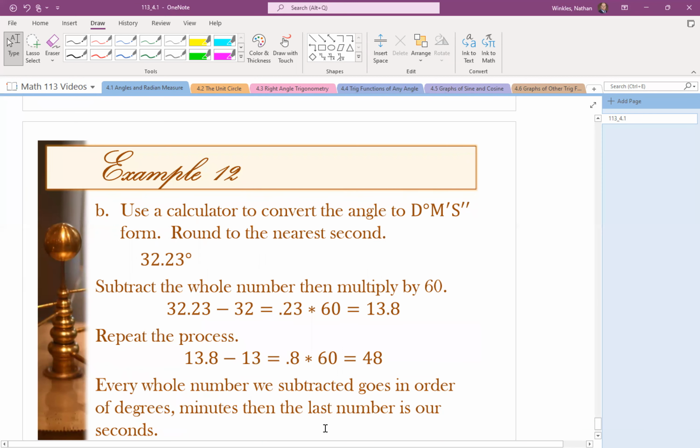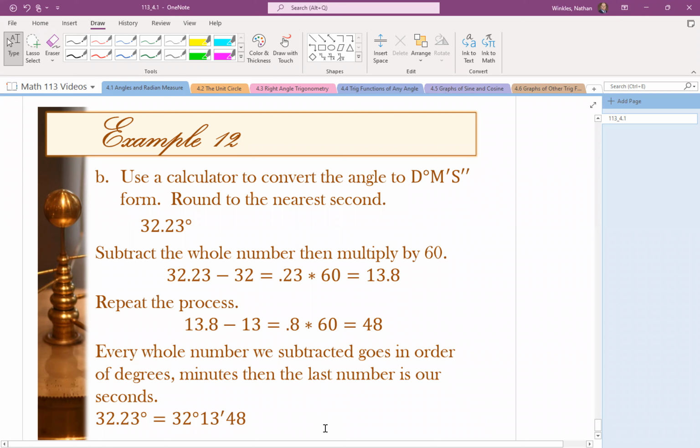So every whole number we subtracted goes in order of degrees, minutes, and then the last number is our seconds. So we subtracted 32, so it's 32 degrees. We subtracted 13, so that's going to be 13 minutes. And then the last number that we had left over was 48. So therefore we have 48 seconds. So 32 degrees, 13 minutes, and 48 seconds would be the full expanded degrees, minutes, seconds form that we're looking for.